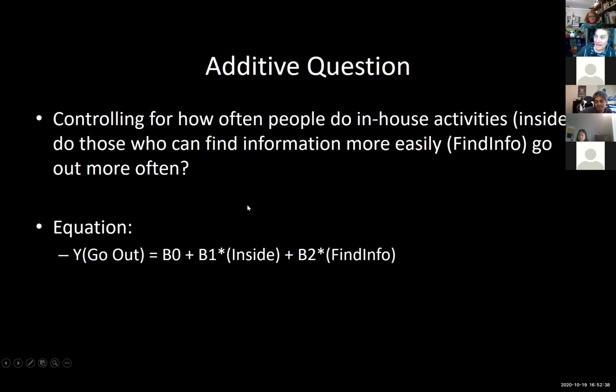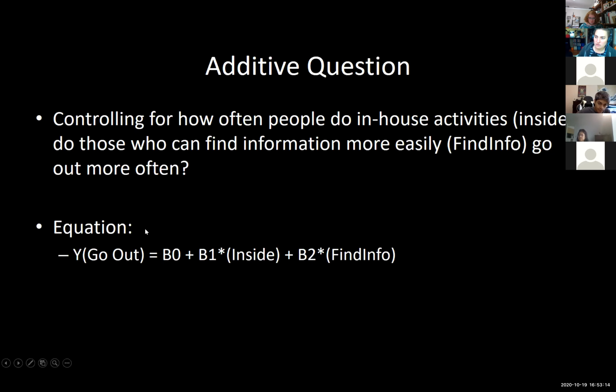Okay, the additive research question, that was the question we would have asked up until we started studying interactions. The multiple regression question is, controlling for how often people do in-house activities, do those who can find information more easily go out more often? The idea behind this, to me, was that for any two people who are similar levels of bookworms, if one person has an easier time finding out what's going on in the neighborhood, they'd be more likely to go out and go to museums and stuff. All right, that's my idea here.